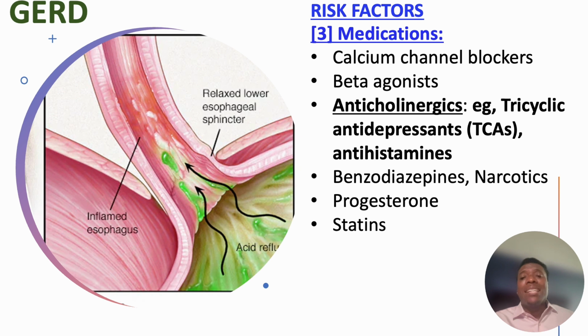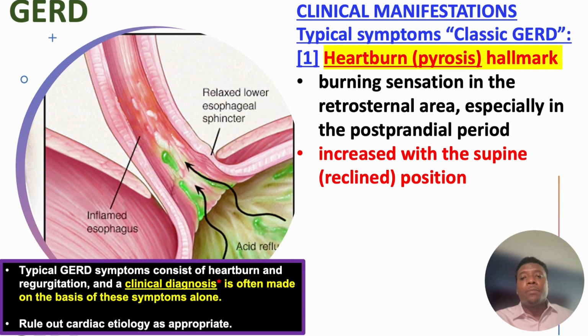Some important medications that can increase the risk for GERD, that may affect this pressure of the lower esophagus, include calcium channel blockers, beta-2 agonists such as albuterol, anticholinergic medications such as tricyclic antidepressants and antihistamines, benzodiazepines, narcotics, progesterone, and statins.